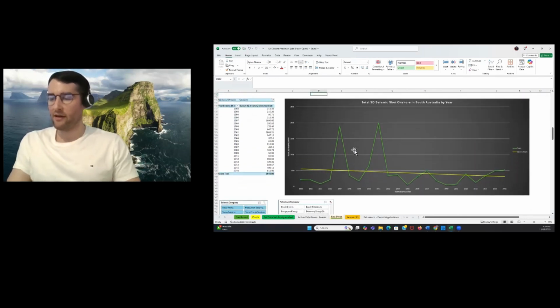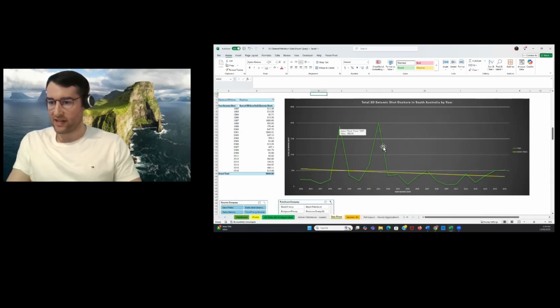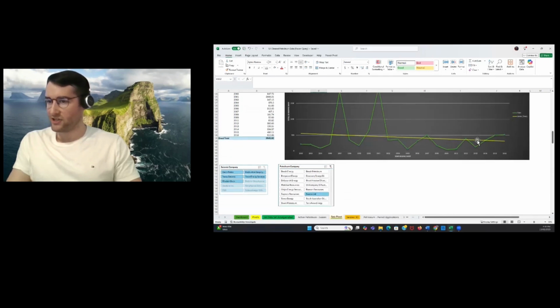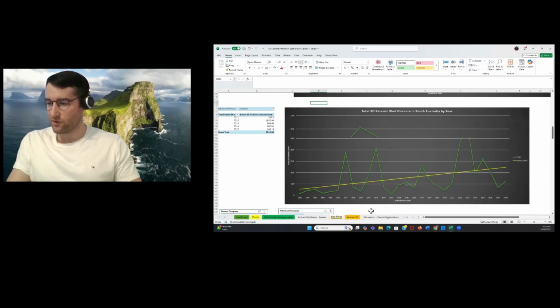So if we look here, we can see that for Santos, the demand for 3D seismic has trended down over the last 30 odd years. They did some big jobs here in 2001 and 1997, but there hasn't really been too much here since in the form of 3D. I look at Beach, what have they done? So I'll have a look at Beach Energy. Beach Energy has gone up, I think, if that's still got to load for me. I can see here that Beach have done a fair bit of work over time.